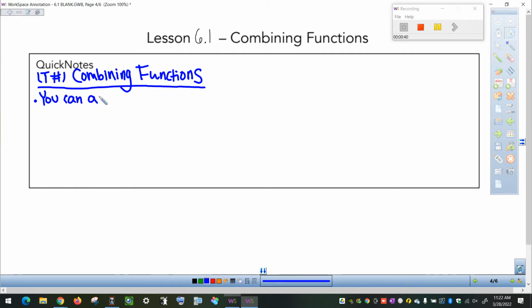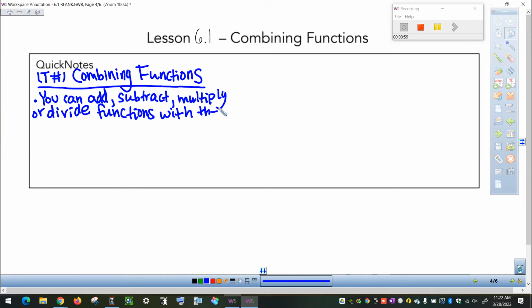All right, so the way it works is that you can add, subtract, multiply, or divide functions with the operation, and we can simplify down our answer.